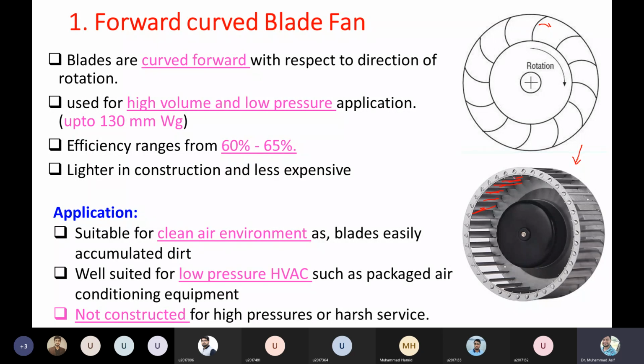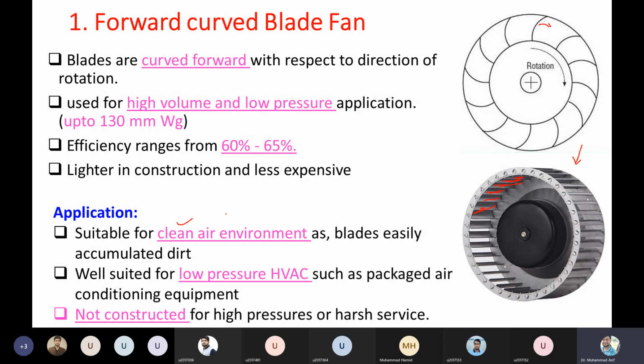If a lot of dirt particles accumulate on the blade surface, that will increase resistance and become part of the pressure loss again, right? That can decrease the efficiency of the blade. So that's why they are suitable for a clean air environment. You can say they can be installed at the return, as a return air fan, not in the supply, because in the case of supply there is more possibility of dust particles if the filter is not installed.